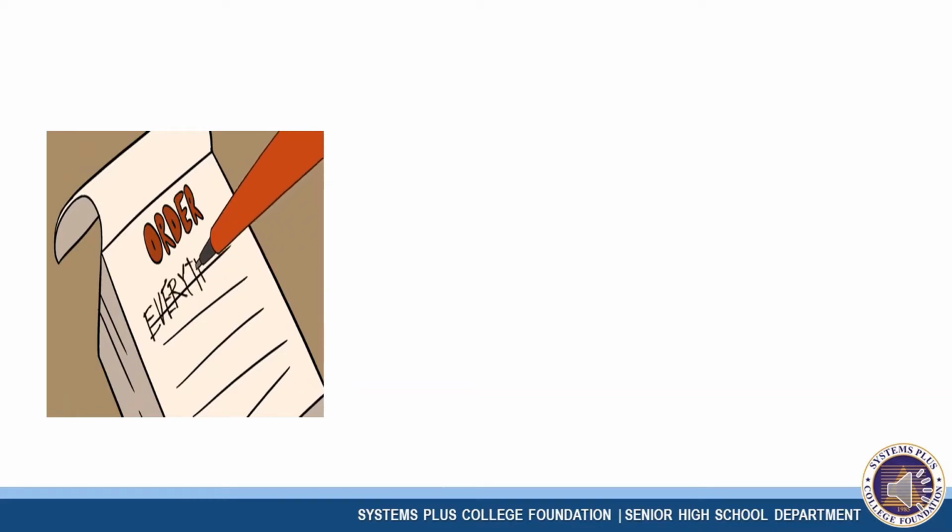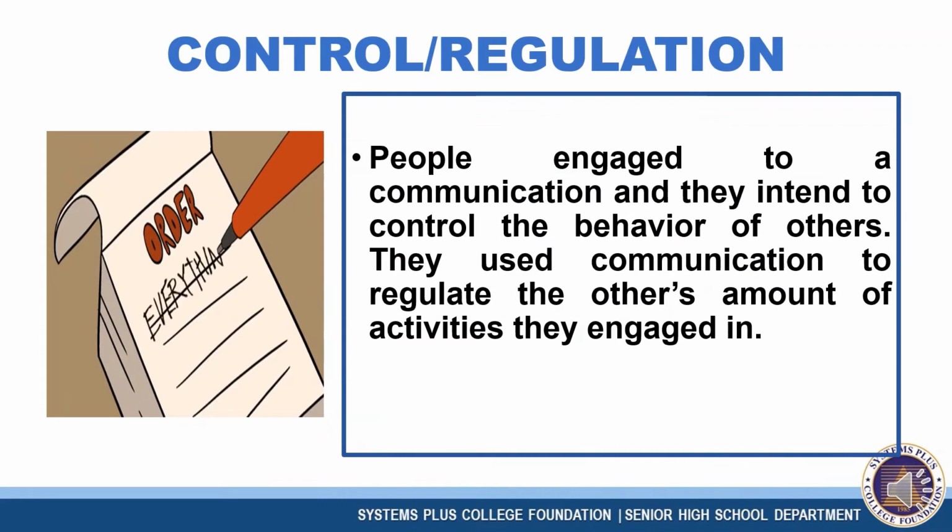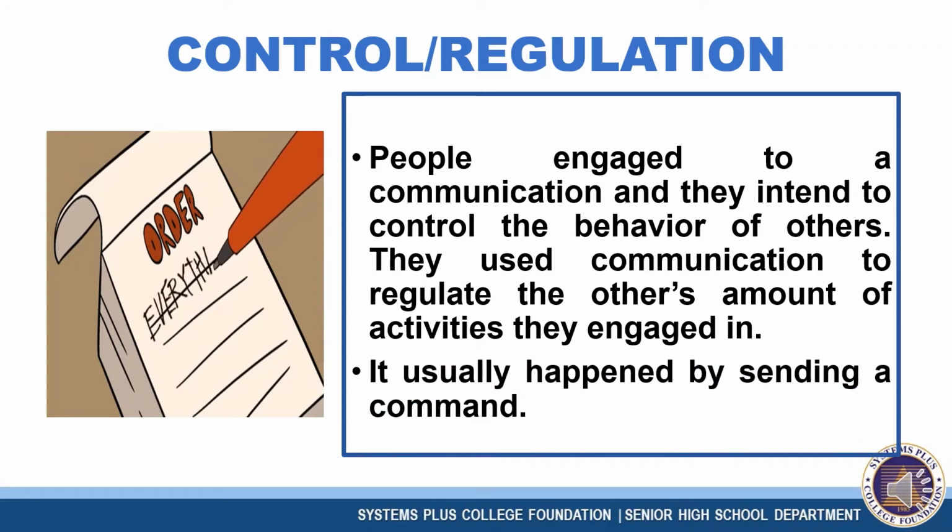The first function of communication is what we call control or regulation. This is when people engage in communication and intend to control the behavior of others. They use communication to regulate the other's amount of activities they engage in. It usually happens by sending a command. An example of control or regulation is when employees communicate any job-related grievance to their immediate boss, follow their job description, or comply with company policies. Communication is performing a control function.